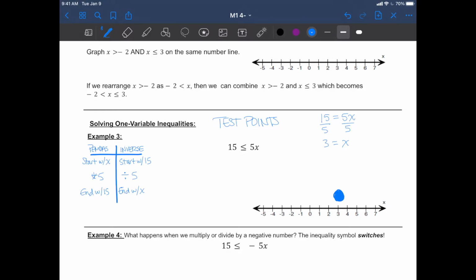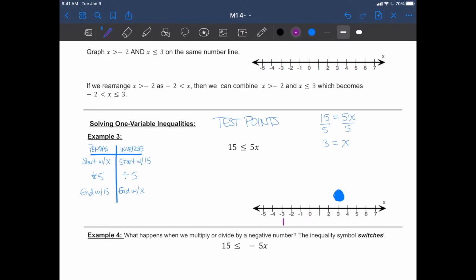And it's going to be closed. I know it's going to be closed because I originally started with less than or equal to. Okay? So be mindful. Now, what I'm going to do is test a point to the left and to the right. So let me change colors.